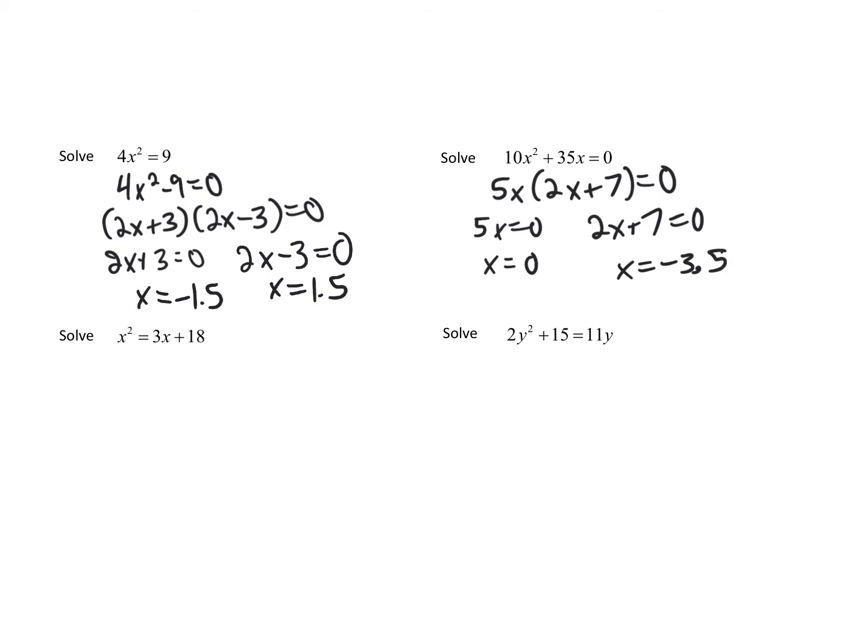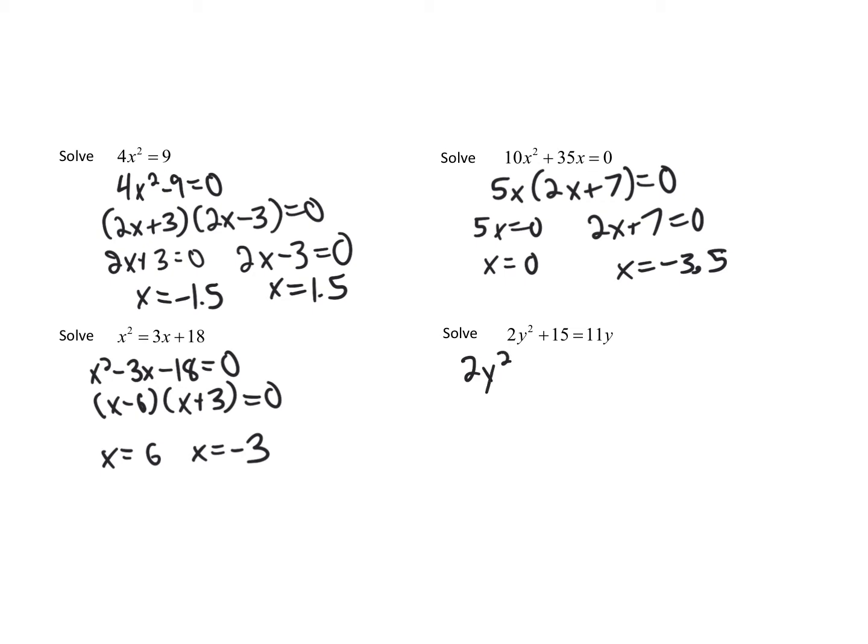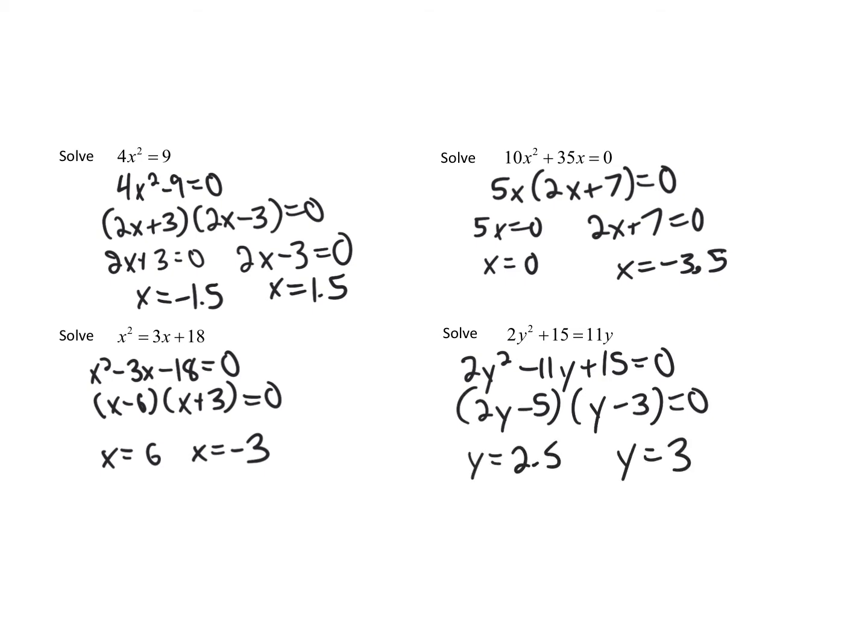The next two are trinomials. Rearrange so they're equal to 0. This factors to x minus 6, x plus 3. So we get x equals 6 and x equals negative 3. The next one, 2y squared minus 11y plus 15 equals 0. We end up with 2y minus 5 and y minus 3. So we get y equals 2.5 and y equals 3.